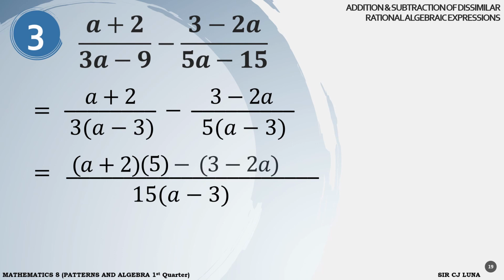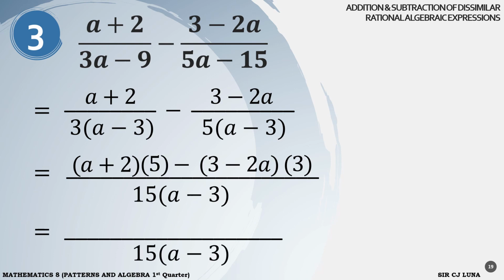Okay? Next, minus quantity 3 minus 2a. So, ganun pa rin. If divide mo yung LCD doon sa denominator. And we get 3. That's correct. So now we will simplify the numerator. Quantity a plus 2 times 5. Good. We have 5a plus 10 minus, okay, 9 minus 6a. We multiply 3 minus 2a and 3. So we get 9 minus 6a.